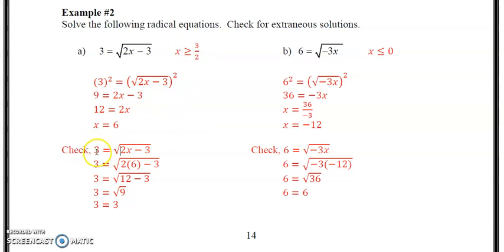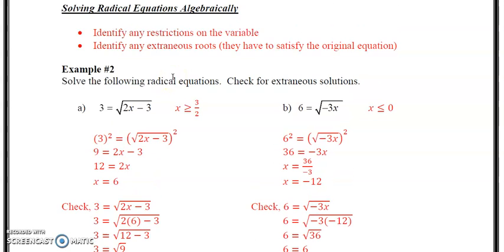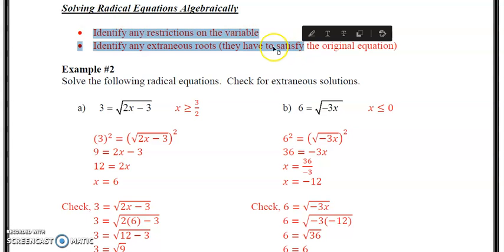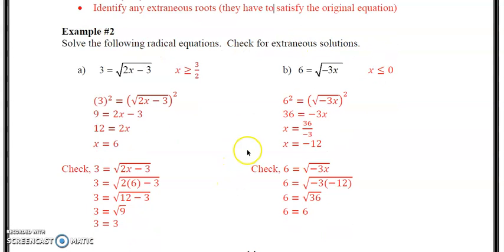You want to do a quick check. Plug it back in. 3 is equal to 3. There we go. We're good to go. And that checks for extraneous roots, because sometimes this will not check out. So you have to verify all of these. Okay. So it has to pass the test of obviously passing the restriction and plugging back into the original equation. Those are both ways that we have to identify any restrictions and identify any extraneous roots, right? So both have to check out.